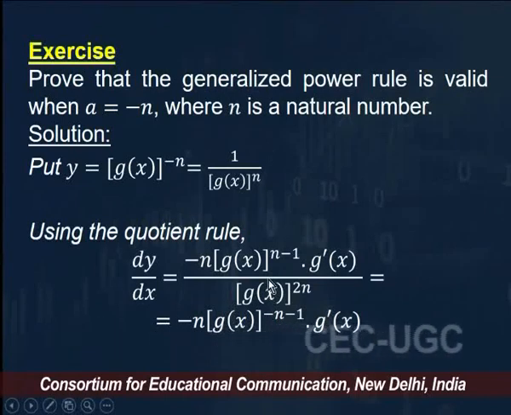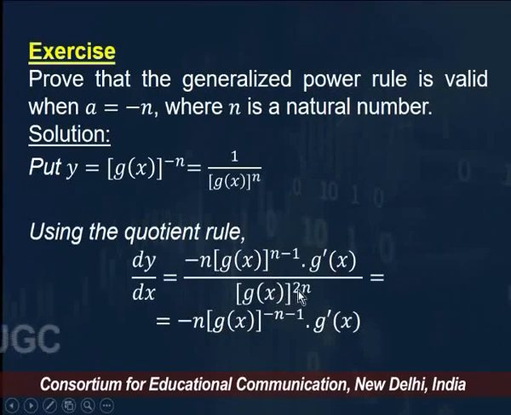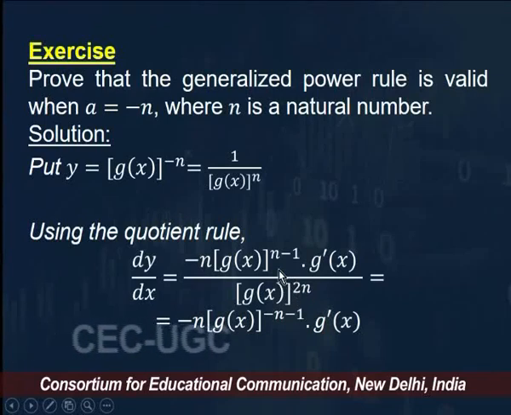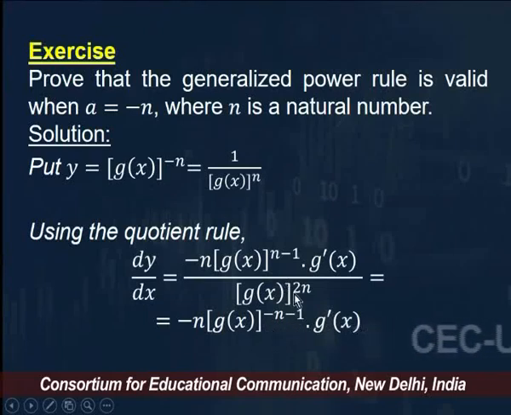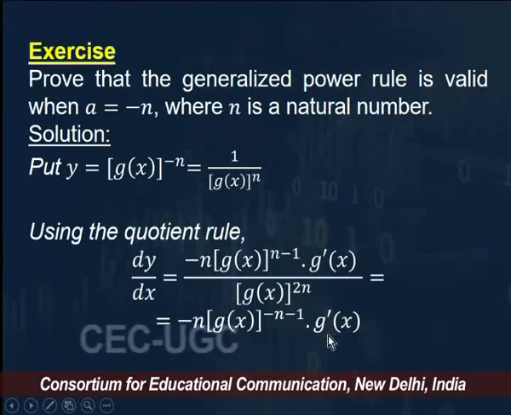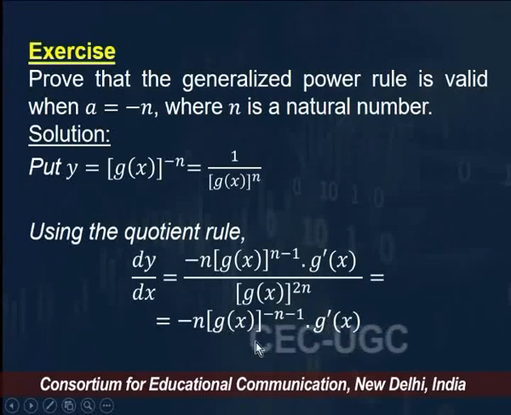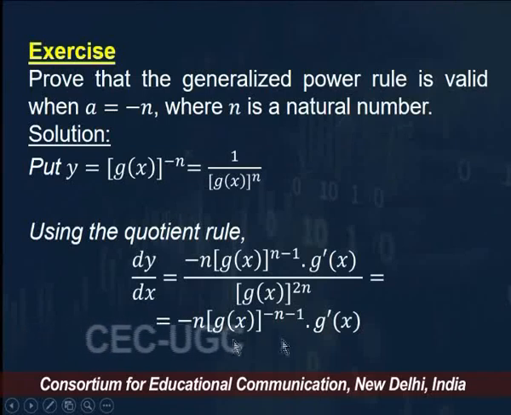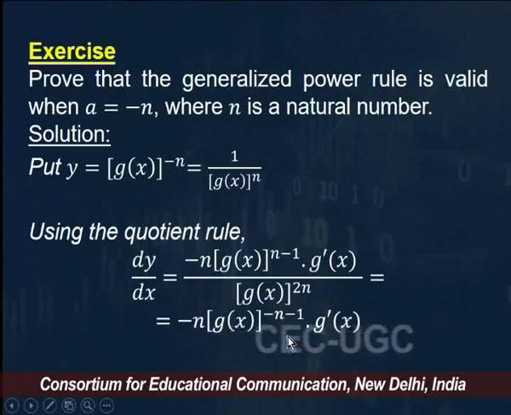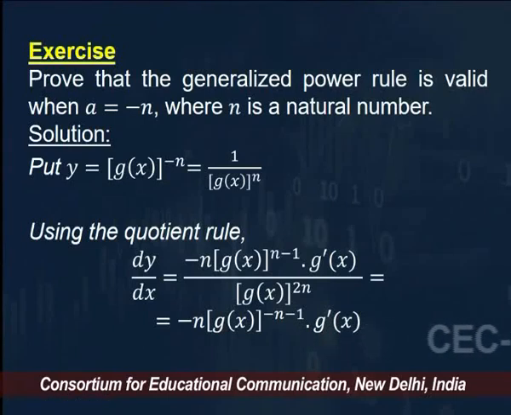Now, if I just collect the terms again, I get minus n, and then this g of x to the power 2n in the denominator. I can take this to the numerator to get g of x to the power minus n minus 1, because n minus 1 minus 2n will give us minus n minus 1, times g prime of x. And there you are. That is exactly the same pattern that we had got under the generalized power rule when we were trying to discern a pattern. So this is the same result, and this proves that the generalized power rule is valid when a is equal to minus n.